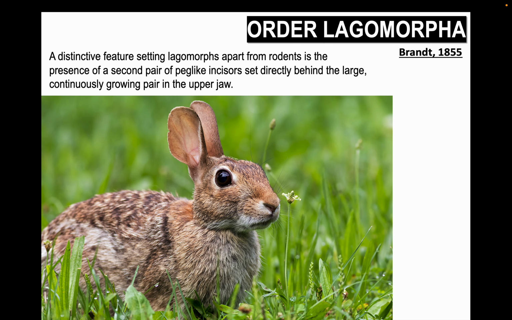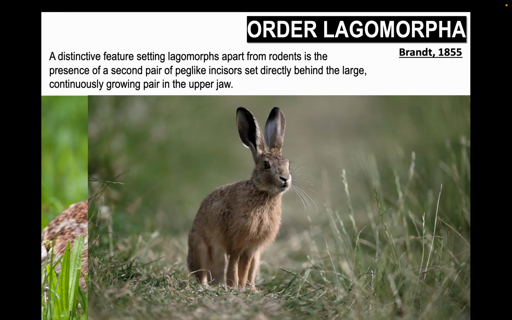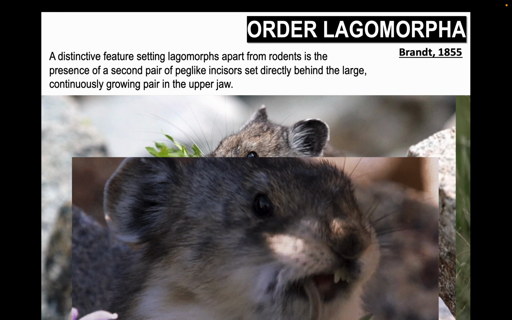Then we have Lagomorpha. The distinctive feature when comparing to Rodentia is the presence of a second pair of peg-like incisors set directly behind the large continuously growing pair in the upper jaw. So the hares and bunnies are under order Lagomorpha.